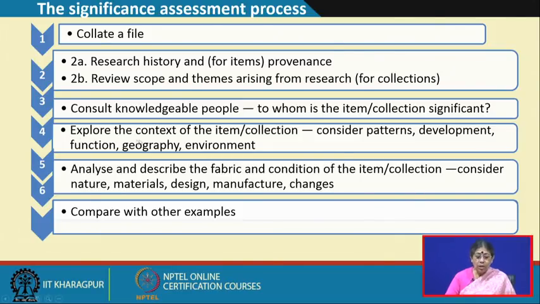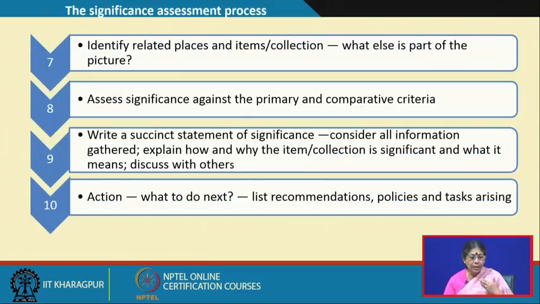Fourth, explore the context of the item or collection, the context they belong to. Consider the patterns, development, function, geography and environment. Fifth, analyze and describe the fabric and condition of the item or the collection. Consider nature, materials, design, manufacture, the changes which have been taking place, and compare with other examples. This is very important. So this is the fifth, and then the sixth.